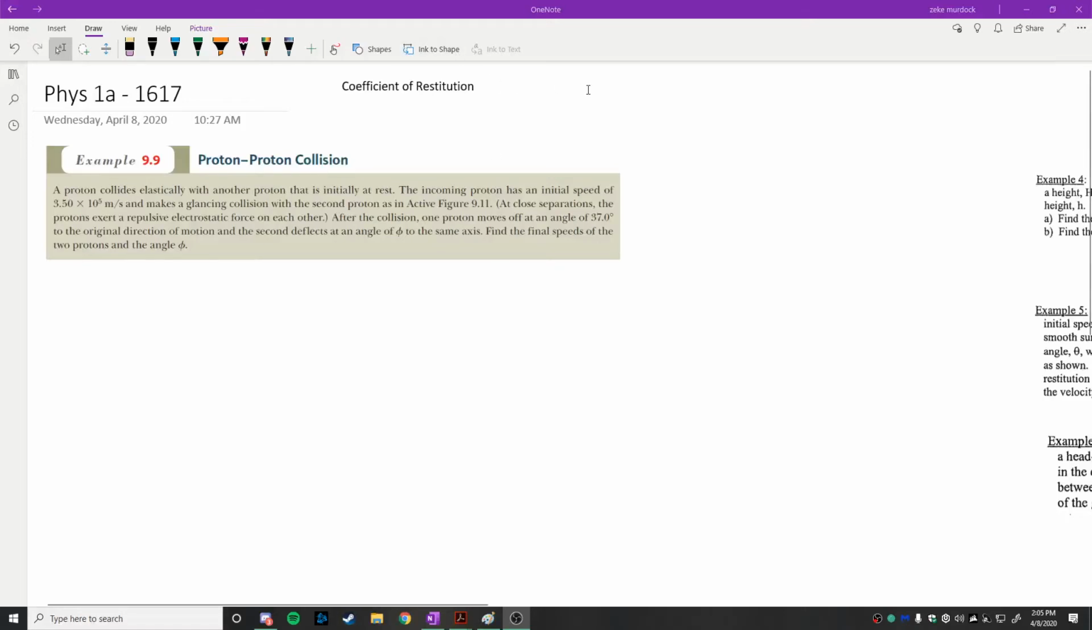Okay, this is Physics 1A, 1617 for April the 8th. Today we're going to be talking about this problem that's right here, as well as talking about coefficient of restitution. So let's get to it.